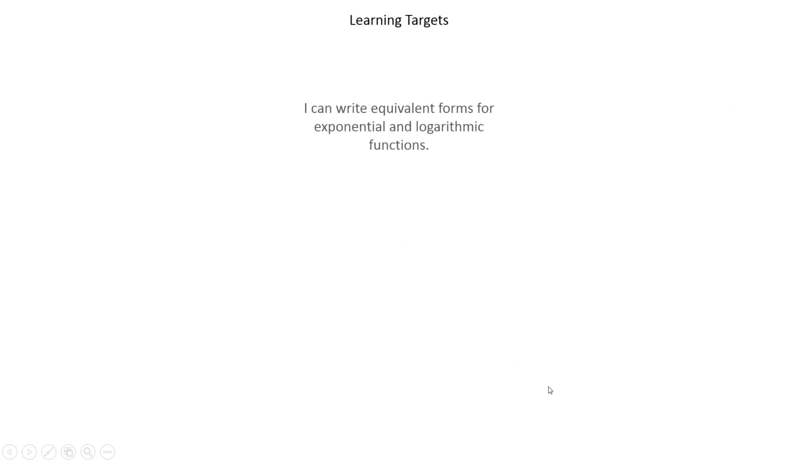First of all, learning targets. I can write equivalent forms for exponential and logarithmic functions. This is a lot easier than it sounds and is one of the main things you're going to be doing today. I can write, evaluate, and graph logarithmic functions. The writing is a little bit, there's some evaluation, a couple graphing problems. Not too much there, but graphing is really just make a table and plot the points.